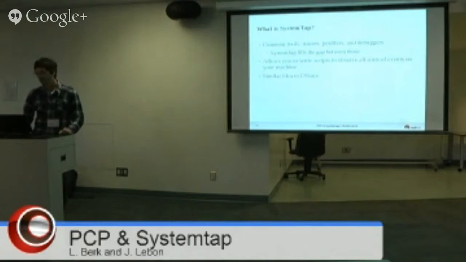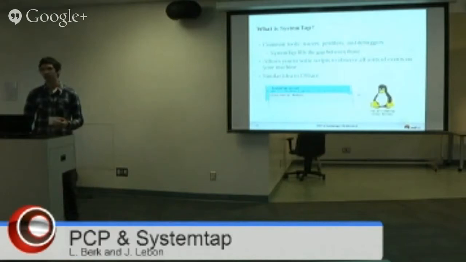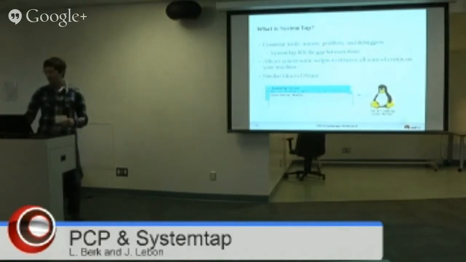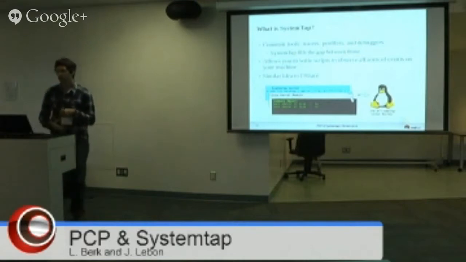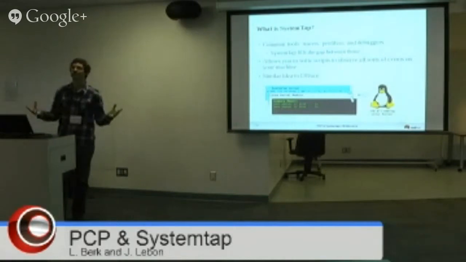So how exactly does it work? Pretty much you write a Systemtap script, and then the script gets converted into a Linux kernel module, which then gets inserted into the kernel, and then you just get data back from the module. So the reason why Systemtap is so powerful is because we're in the kernel. That means we can see pretty much everything that happens on the system.